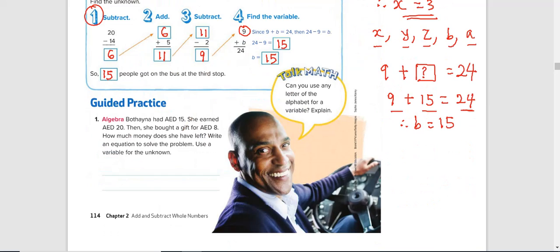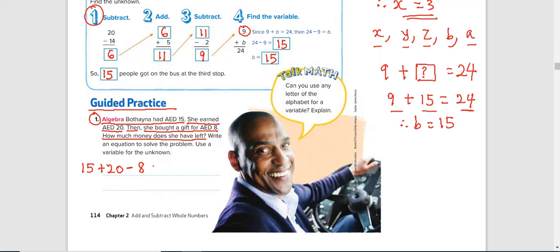Let's quickly take a look at this guided practice. So we have Botina had 15. So of course, write your 15. She made money again. She earned 20. So that is why it's going to be plus 20. Then she bought an item, so you have to pay for the item. Your money will reduce, so that's minus 8. The question says, how much money does she have left?